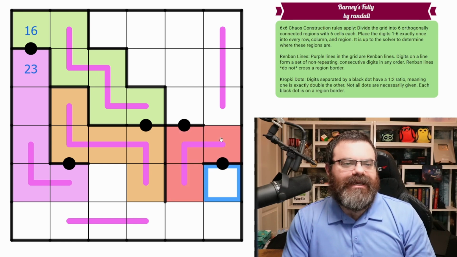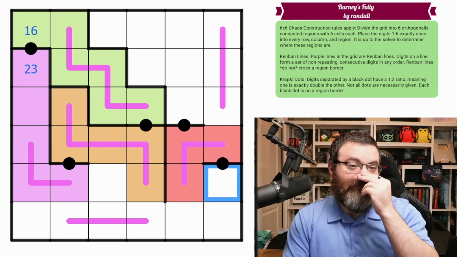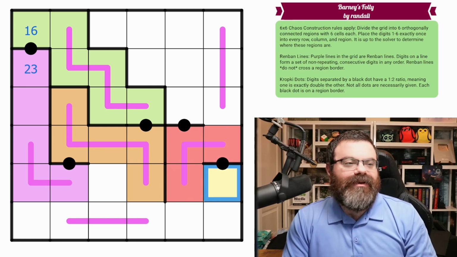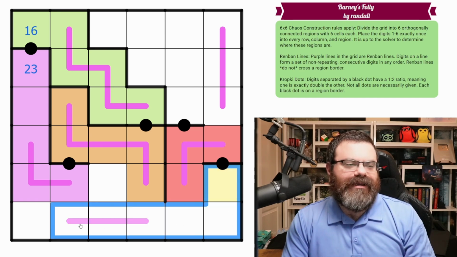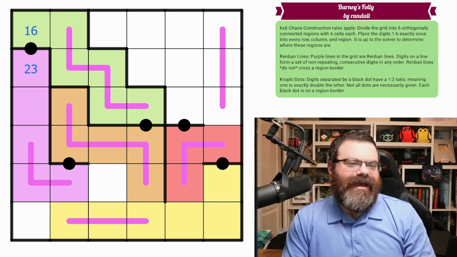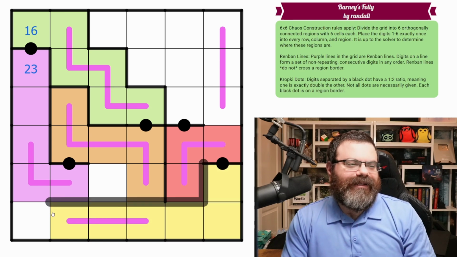And now we know this cell here, because it's across the black dot, has to be a different color. So let's make that yellow. So we already have most of our regions defined. Yellow has to get out. So look how much it has to get out. So it has to go down here, get out here, and then it has to take all 3 of these. So that finishes yellow right away.